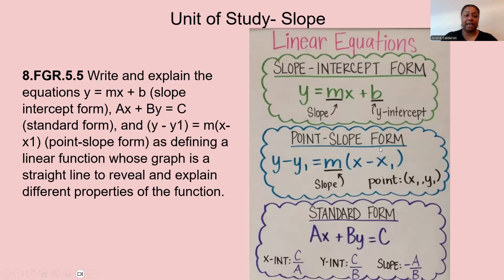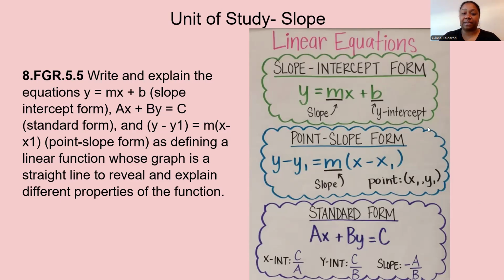So the unit of study that I conducted during this research was geared towards standard 8.F.GR.5.5, and it is: write and explain the equations y = mx + b, which is what we know as slope intercept form, ax + by = c, which is standard form, and y − y1 = m(x − x1), which is called point slope form, as defining a linear function whose graph is a straight line, to reveal and explain different properties of a function.